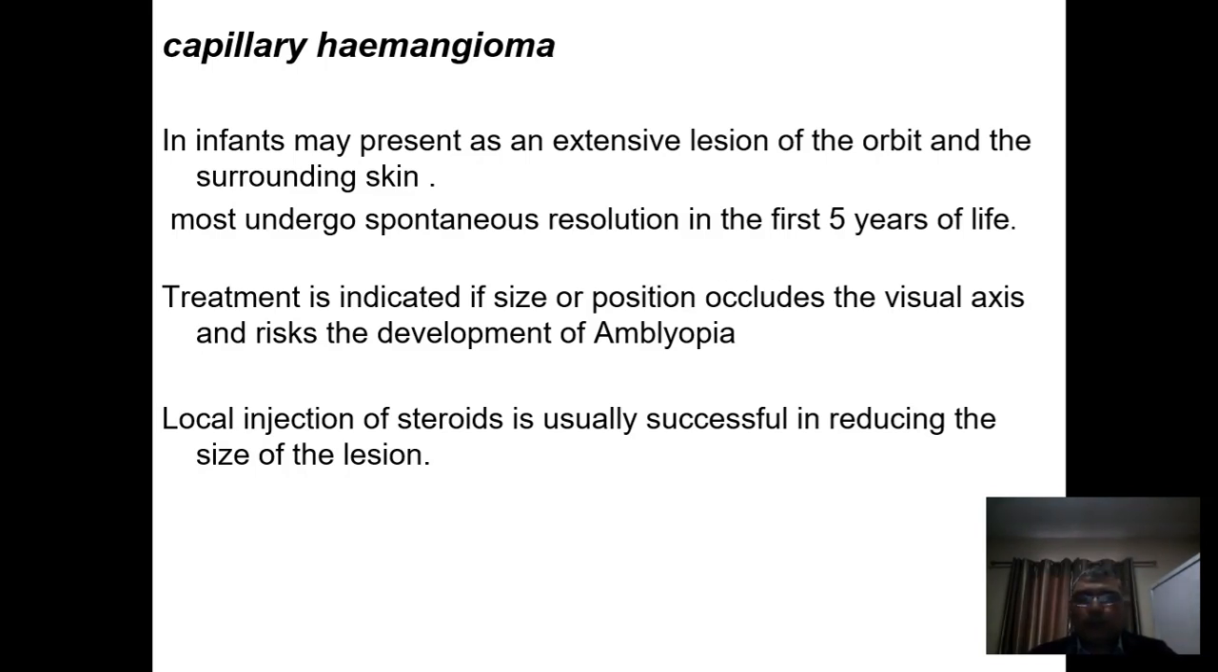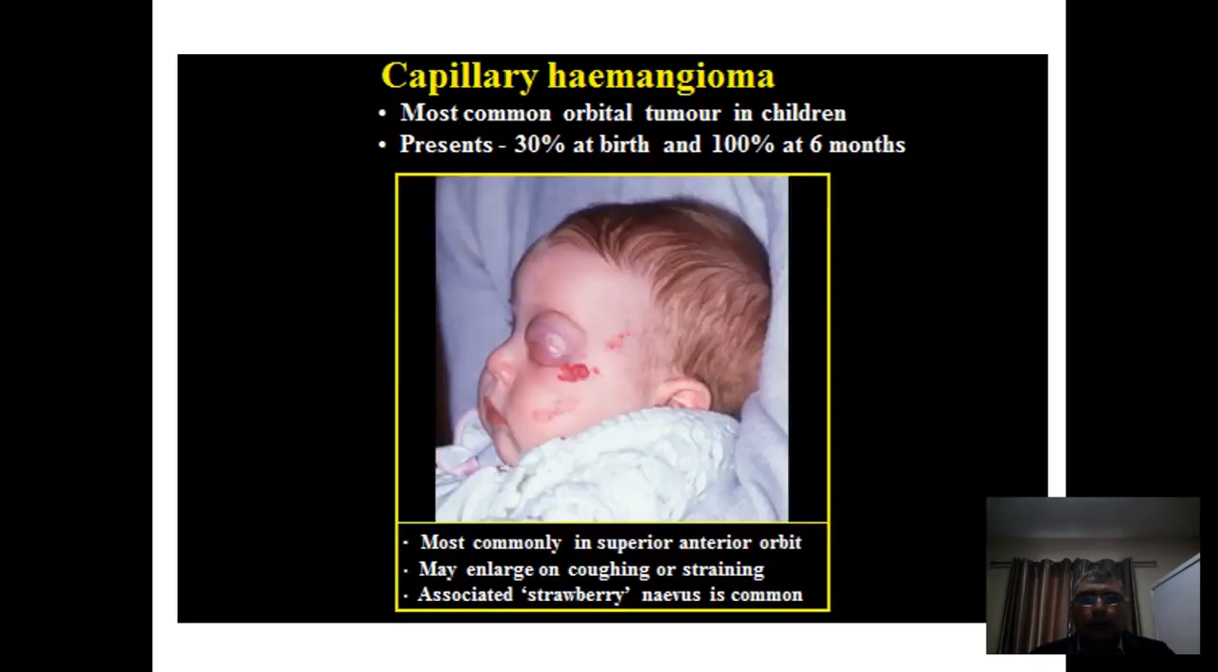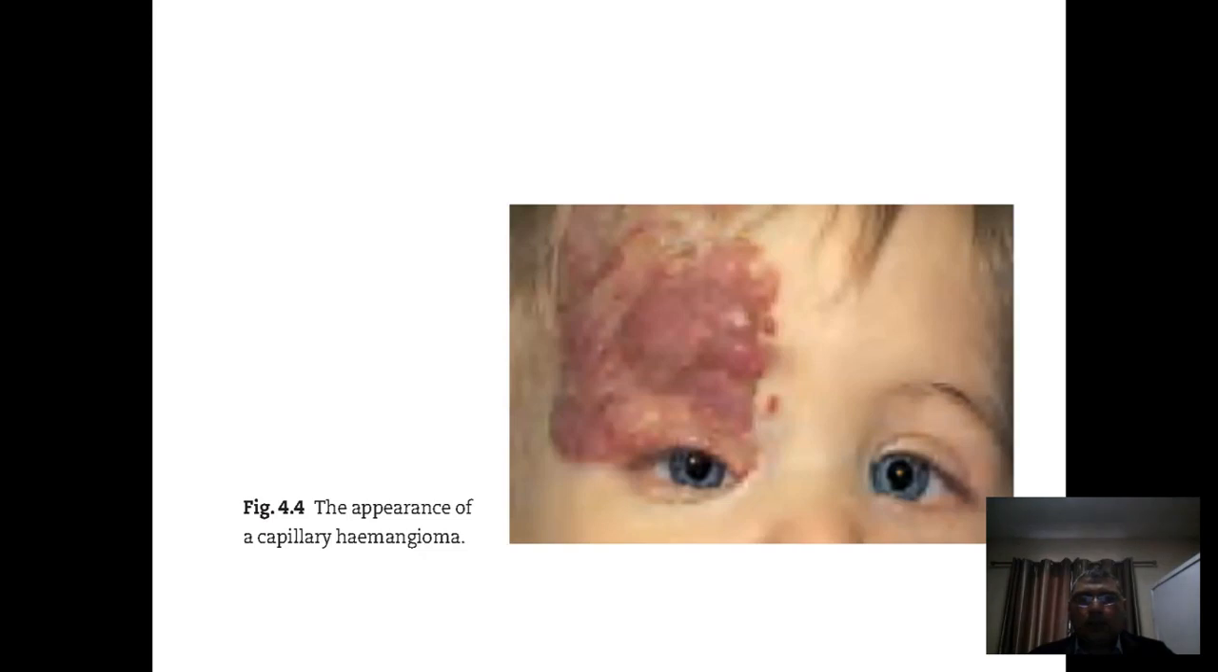Local injection of steroids may reduce the size of the lesion. Sometimes also beta blockers are given to help in regression of these capillary hemangiomas. An infant with capillary hemangioma involving the upper lid of the left eye. Capillary hemangioma also of the right upper lid and the forehead.